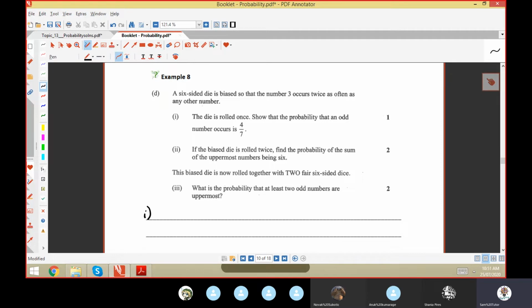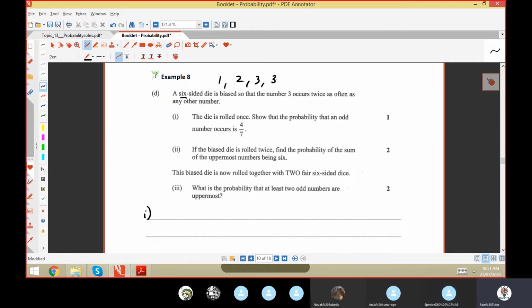All right, well, let's pick someone then. Lucas, can you help us out? Well, I just pictured as if the number 3 occurs twice, it's like having 7 numbers. That is exactly what I would have done.